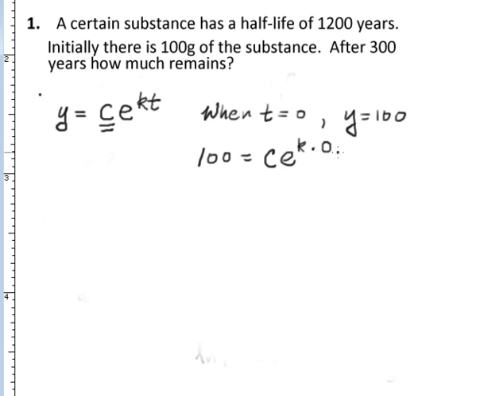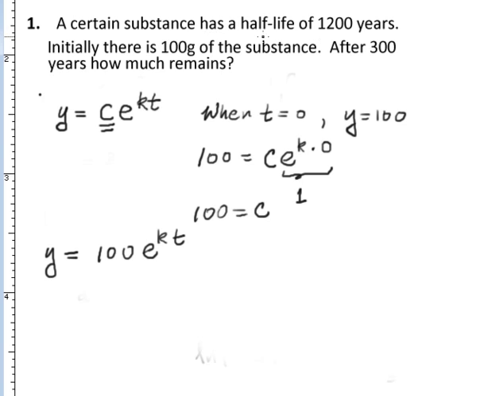This is e to the k times 0, which is e to the 0. E to the 0 is 1. So we get c is equal to 100. So let's rewrite our function. We have y is equal to 100 e to the kt. And now we want to find this constant k. So we use this information.